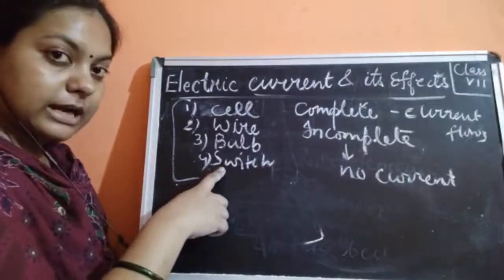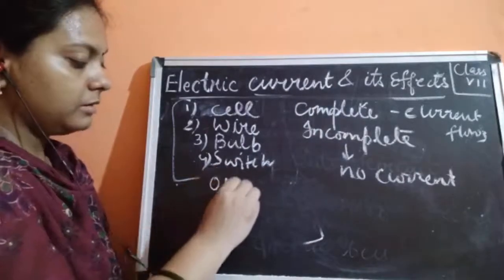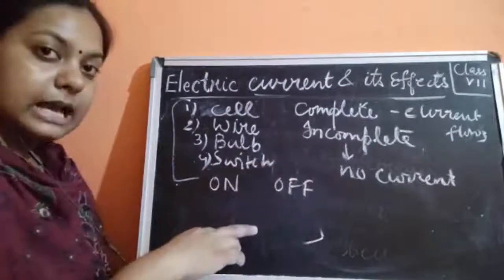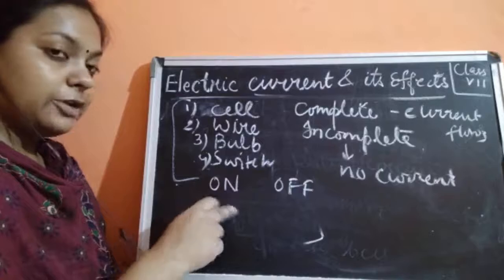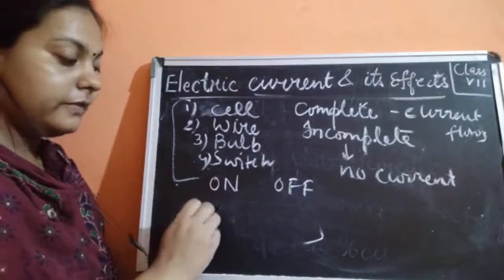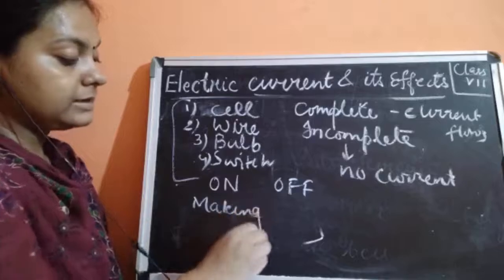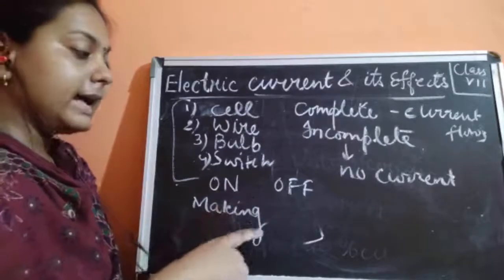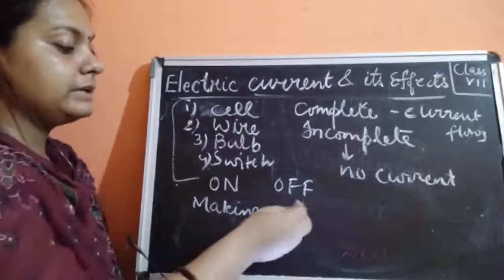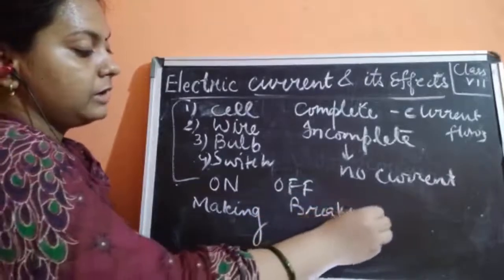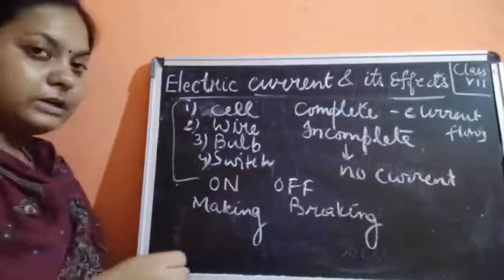So, the condition of the switch could be on or off. Now, you decide: in on condition, are you making or breaking a circuit? We are making a circuit. We are completing a circuit. Whereas if we are switching off, it means that we are breaking a circuit. Okay. So, this is about the components of the circuit.